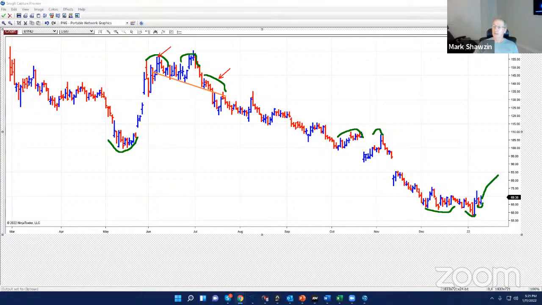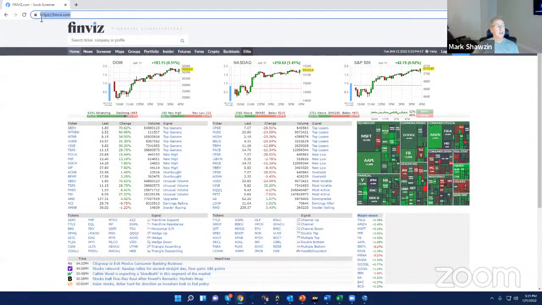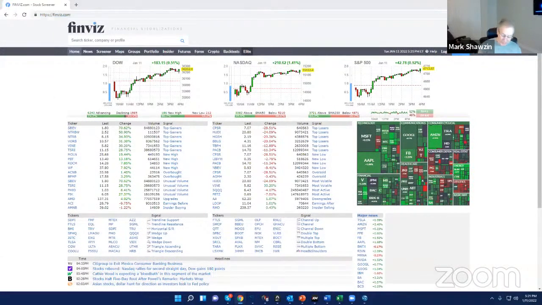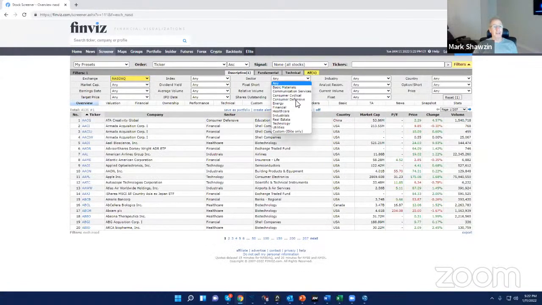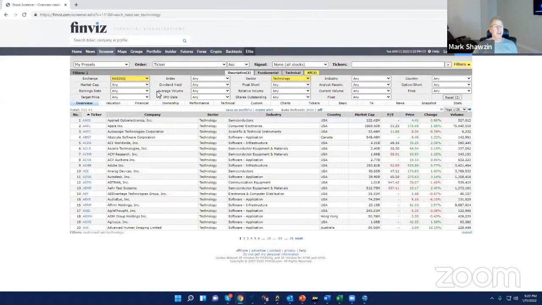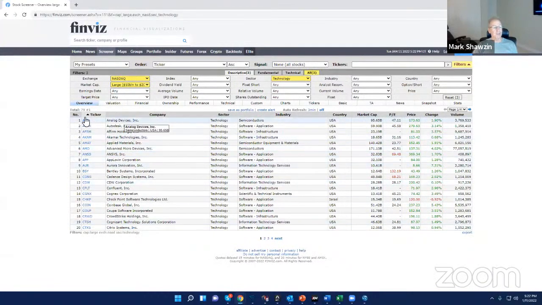Do you have a screener for stocks? Yes, I do. I use several things to look at stocks. This is a good one. It's called FinViz. You can just spend all day on this thing, and you can go to the screener and say, look, I want to look at NASDAQ stocks, technology stocks, with a large market cap. And then it just gives you all of these things.